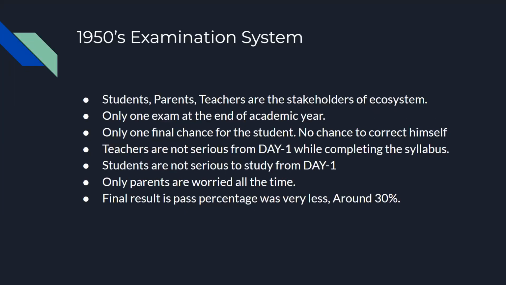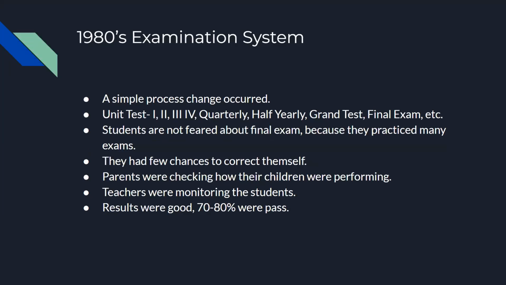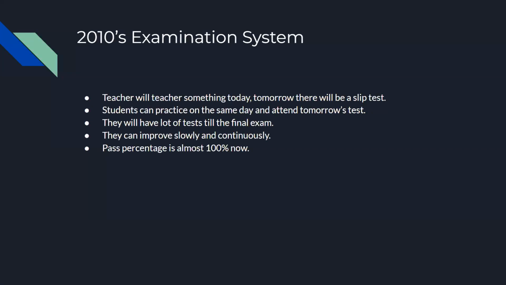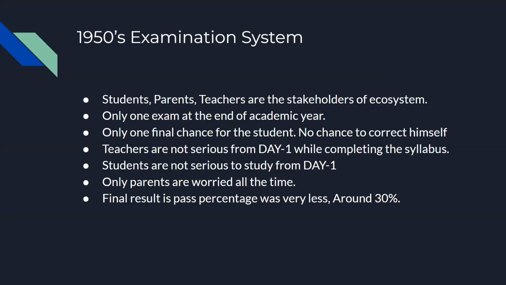Maybe in the 1950s, this was the best process, but in the 1970s, this process became very bad and they introduced a simple process change. Maybe in the 1990s, this process was best. Later, it became a bad process in 2000 or 2010, so they introduced a new process. This is how process change can give you the best results. I hope you already know what I'm talking about. So this is the waterfall model.